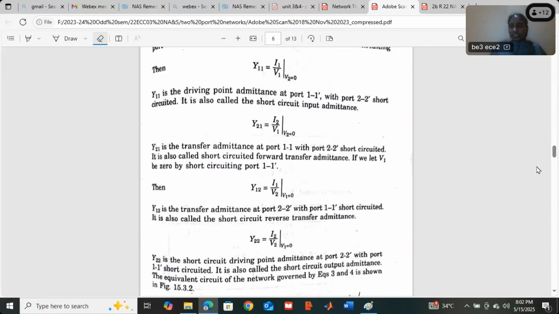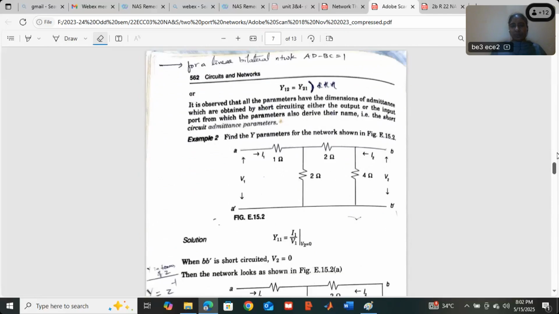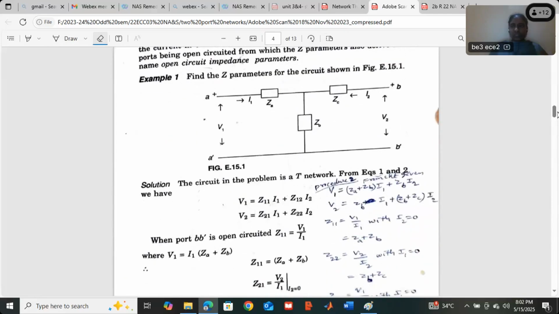Next, I will discuss very small, easy problems, if you get problems like this. This is the first problem. I discussed all the 4 parameters, and what all you can possibly write in the answer paper. Now I'm going with the problems. If you get some problems like this, this is like a T model.